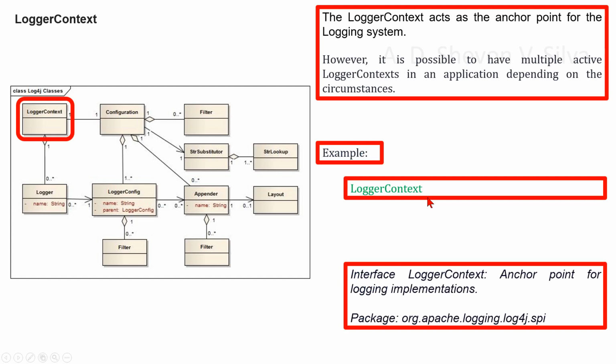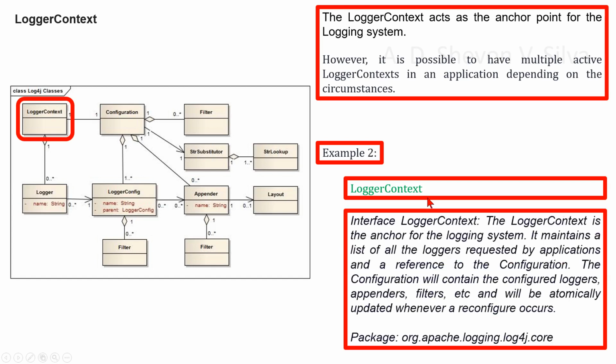Anchor point for logging implementation. This is in package org.apache.logging.log4j.spi. As example 2, we can consider the class LoggerContext. The logger context is the anchor for the logging system. It maintains a list of all the loggers requested by applications and a reference to the configuration. The configuration will contain the configured loggers, appenders, filters, etc., and will be automatically updated whenever a reconfigure occurs.